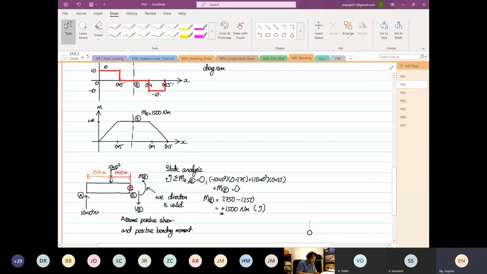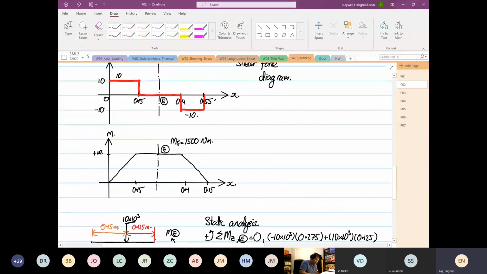Now some of you might say, Eugene, at point E the shear stress is equal to 0, so why would it fail at point E? The answer is very, very simple. It is because the moment at point E is going to fracture the structure, and it's not because of the shear force. Repeat again: the moment will fracture the structure.